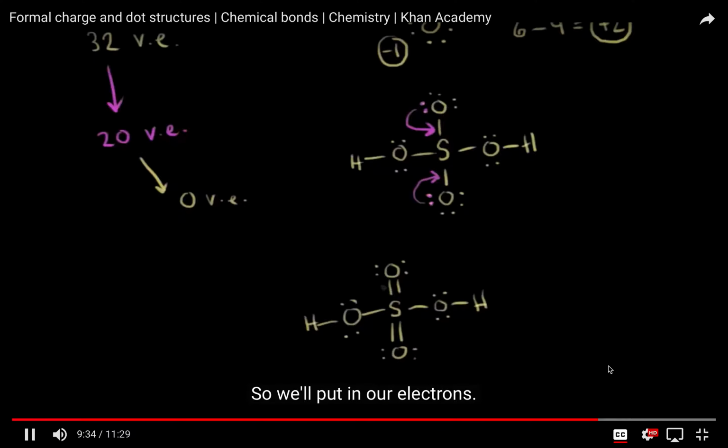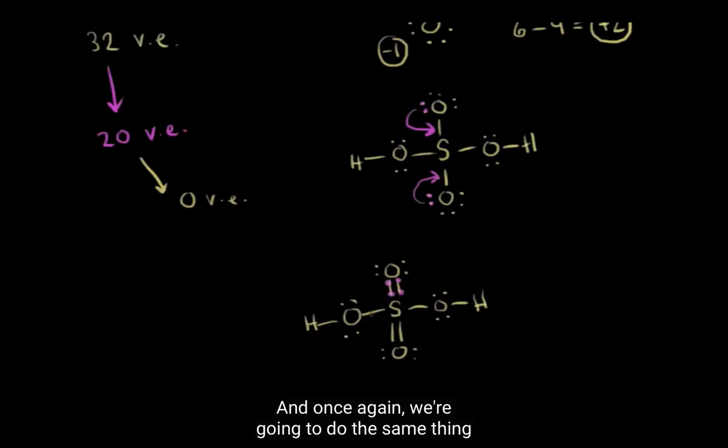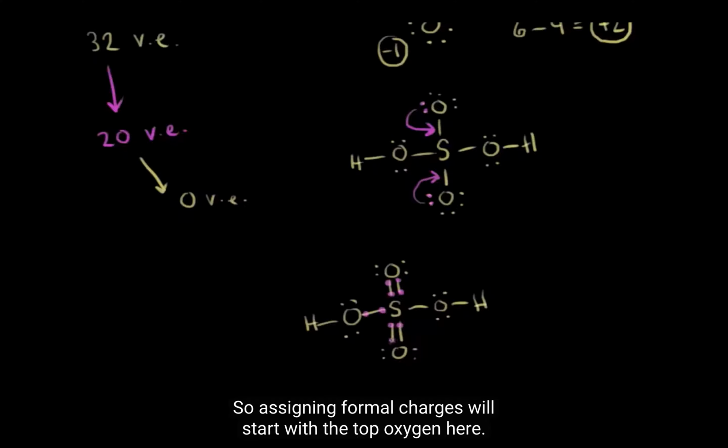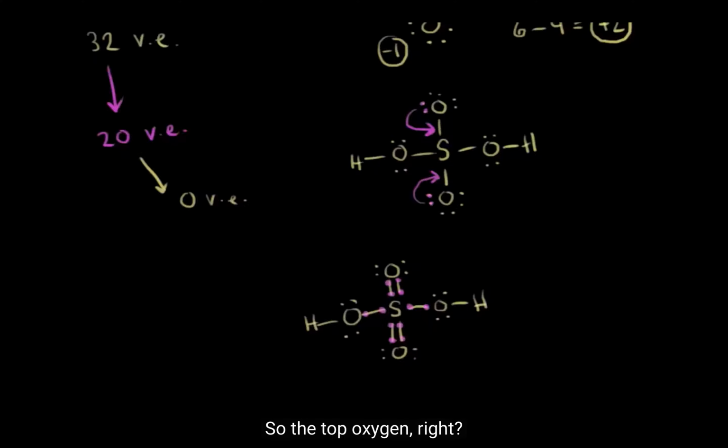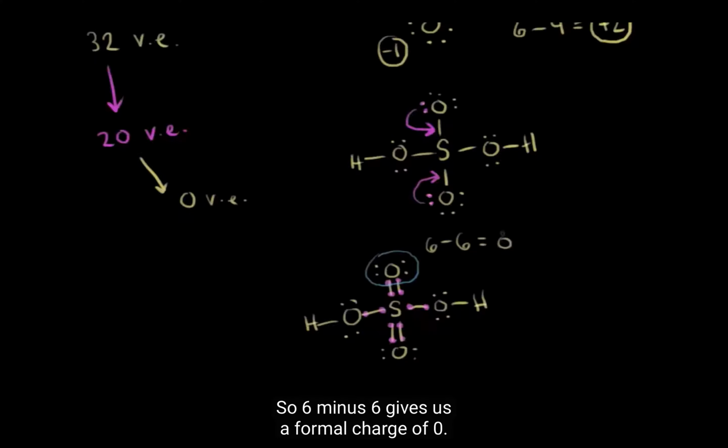Okay, so now let's look at our formal charges. We'll put in our electrons, and once again, we're going to do the same thing that we did before. So assigning formal charges, we'll start with the top oxygen here. The top oxygen has 6 valence electrons in the free atom, and if I go like that, you can see there are 6 here. So 6 minus 6 gives us a formal charge of 0. So the top oxygen is 0 now. Same thing with this bottom oxygen. This one's 0.